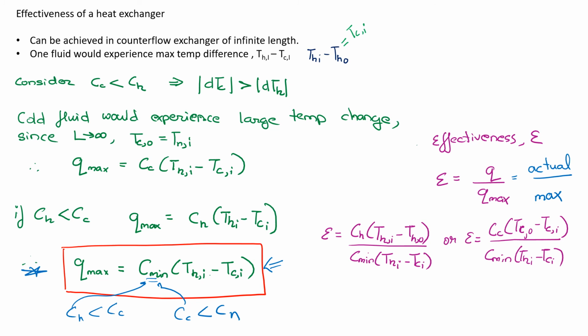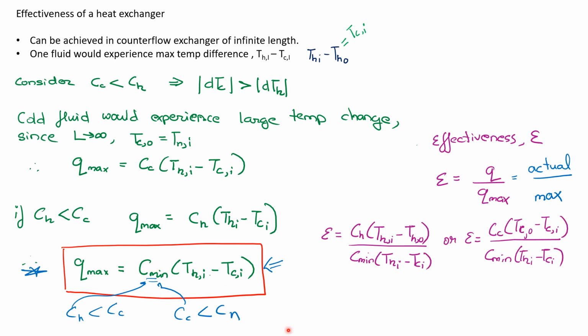So if we are looking at the effectiveness with respect to the hot fluid, our actual heat transfer rate would be the heat capacity rate of the hot fluid times the temperature difference of the hot fluid, which is Thi minus Tho. So temperature at inlet minus temperature at outlet, divided by the maximum, which is Qmax. Or if we are looking at it with respect to the cold fluid, it will be Cc, that's the heat capacity rate of the cold fluid, times the temperature difference of that cold fluid, which is temperature at outlet minus temperature at inlet, because outlet will be at a higher temperature, divided by Q max, which is this value right here.